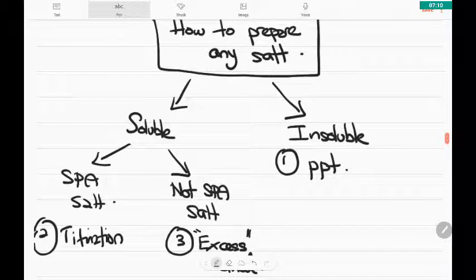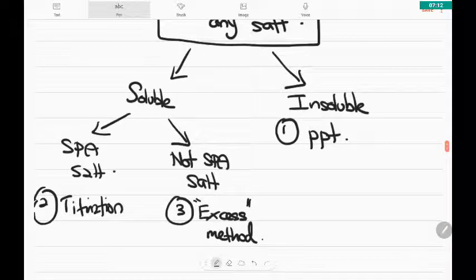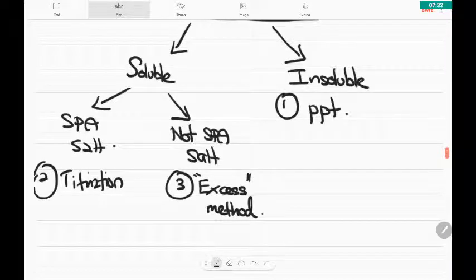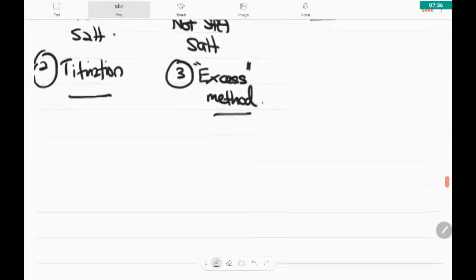To prepare any salt, we have to first ask if it's soluble. If it's a soluble salt, we would further ask if it's a spar salt or it's not a spar salt. If it's a spar salt, we would use titration. If it's not a spar salt, excess method. Otherwise, precipitation for insoluble salts. So, each of these three methods. Now let's go into detail.